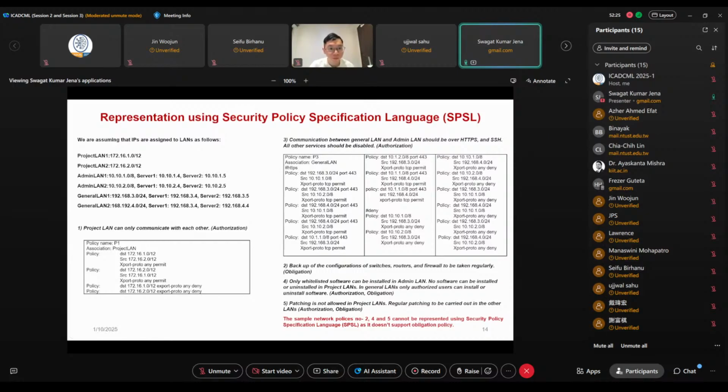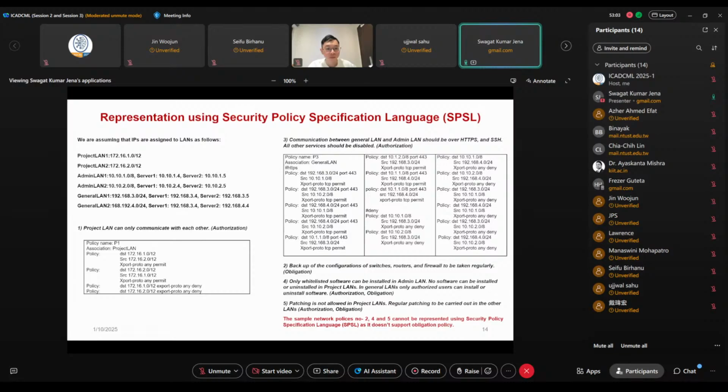But for the other three policies, which we took as an example, that is backup of configuration switches, that is obligation, and any policies which are mixed with obligation and authorization. If obligation is there, then we cannot implement these things in security policy SPSL, because here you can either deny or allow. You cannot allow actions, just like in Ponder, we can write a function for what kind of patching or backup will be done. These things we cannot do in the case of SPSL.